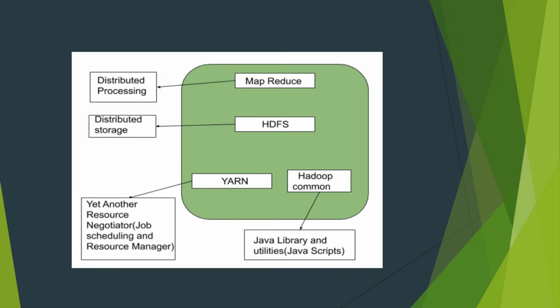Next, we are going to see what the Hadoop architecture is. In the Hadoop architecture, we are going to see MapReduce, HDFS, YARN, and Hadoop Common. MapReduce is distributed processing. HDFS is distributed storage. YARN, Yet Another Resource Negotiator, handles job scheduling and resource management. Hadoop Common means the Java library and the utilities.